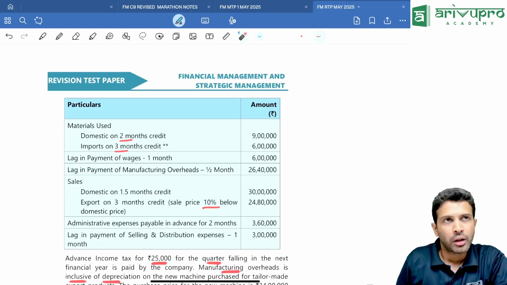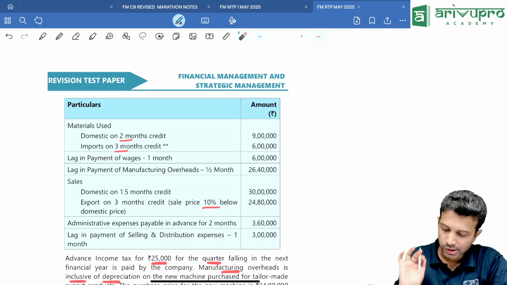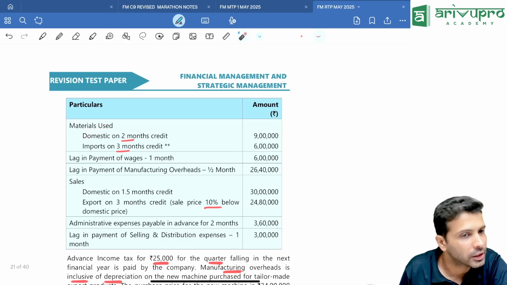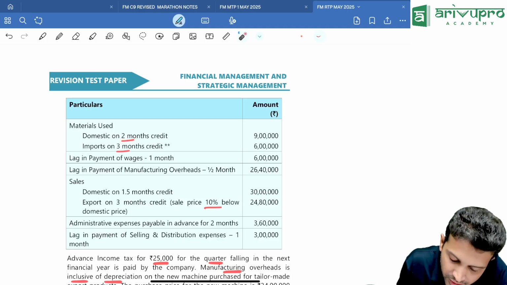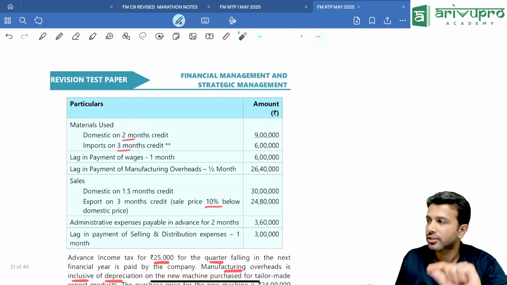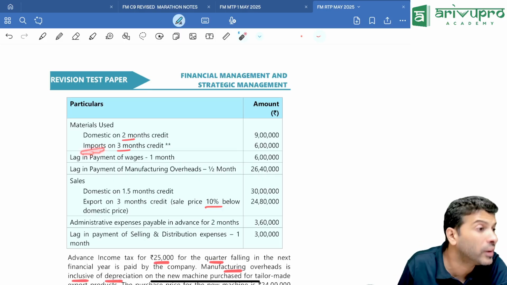Okay. What shall I do? Fine, I think I'll go with this approach. Material used: domestic on 2 months credit, 9 lakh. You have an option to purchase the materials locally. You also have an option to import.